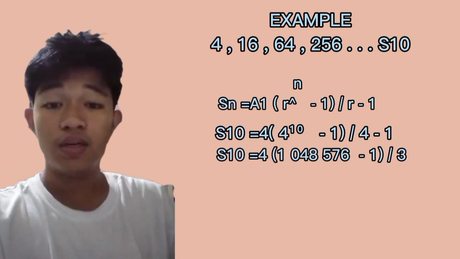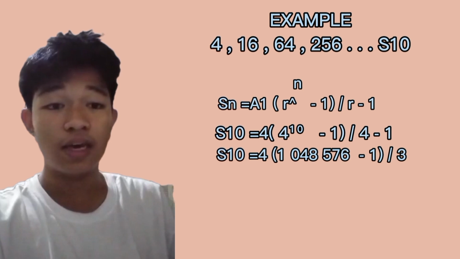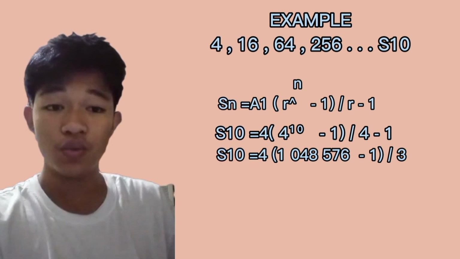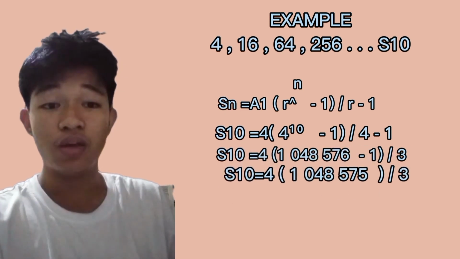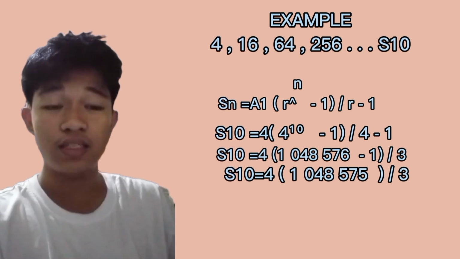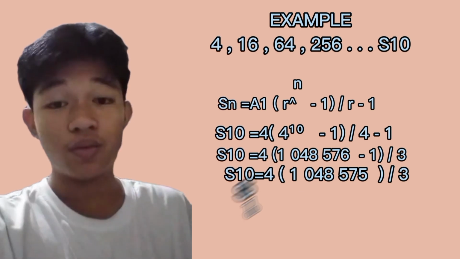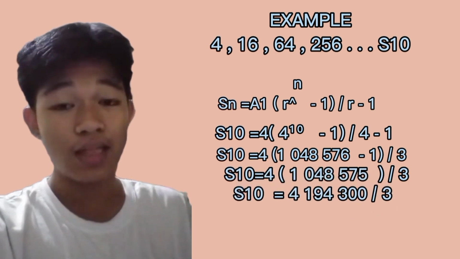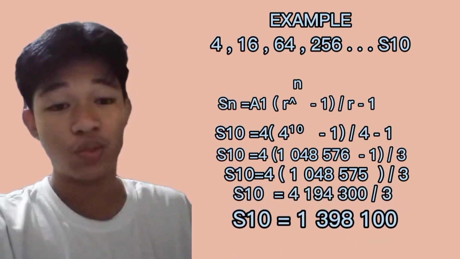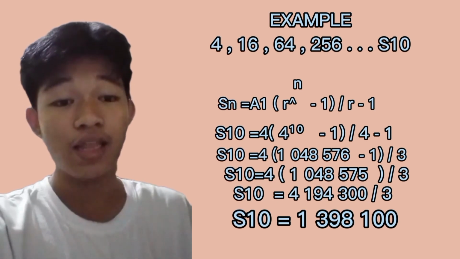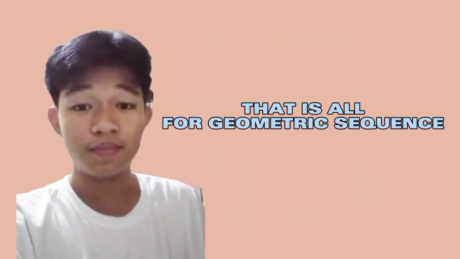It will be 4 times the quantity of 1,048,576 minus 1 over 3. It will be 4 times 1,048,575 over 3. So it will be 4,194,300 over 3. So S sub 10 is equals to 1,398,100. That is all for the geometric sequence.